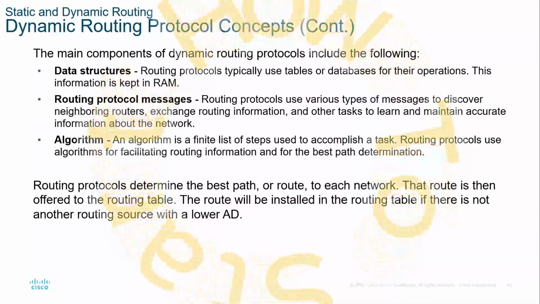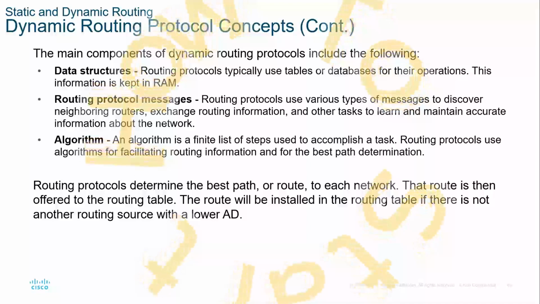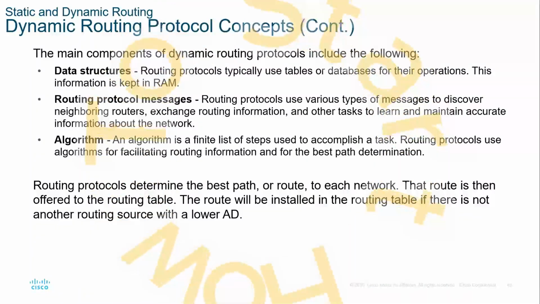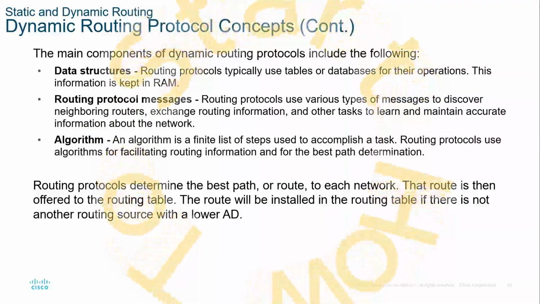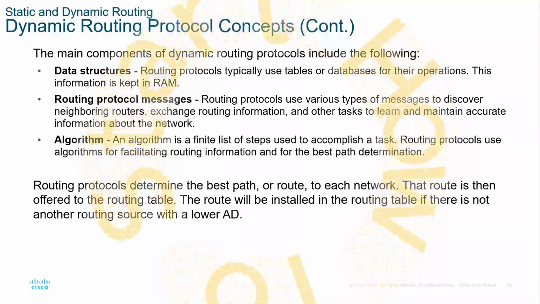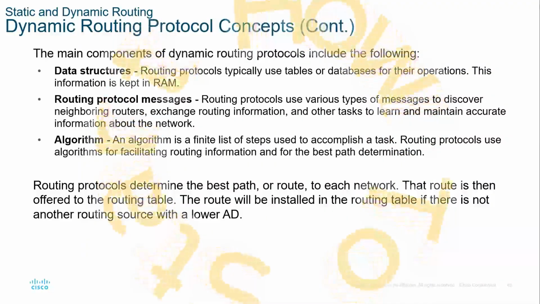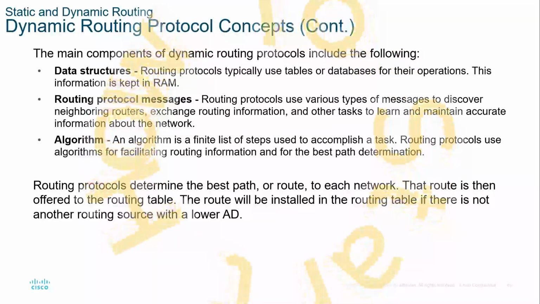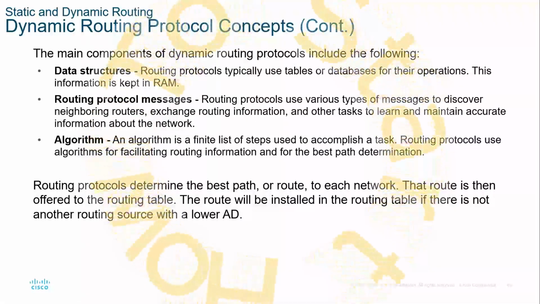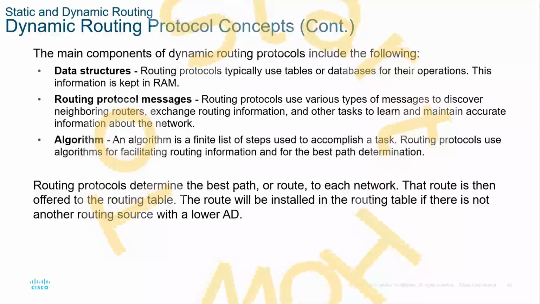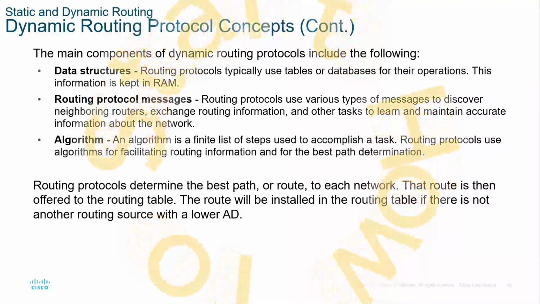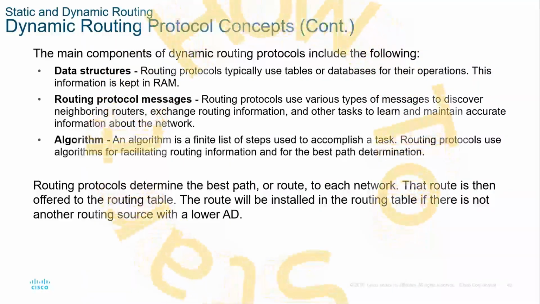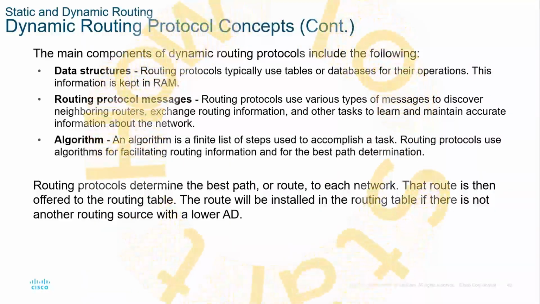The main components of a dynamic routing protocol are going to be the overall data structure, basically how the routing protocol will typically use tables and databases for their operations, and how it's stored in memory. The routing protocol messages are going to be the messages sent to and from, and the message types will be varying types of messages that could be used to discover things like neighbor routes, how to exchange information, how often we should check to make sure a route is up and alive, maintenance, and so forth.